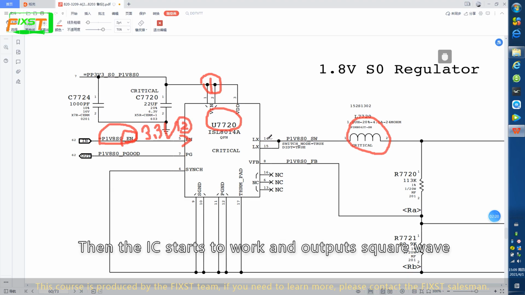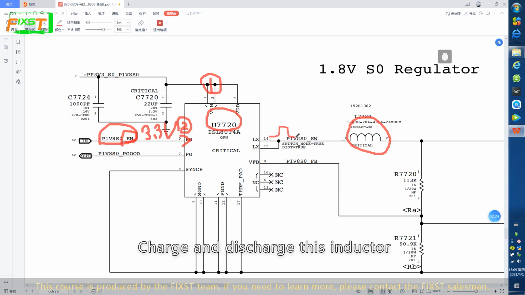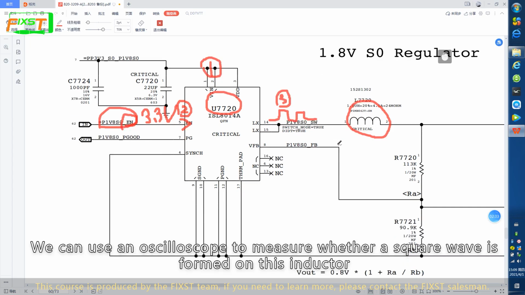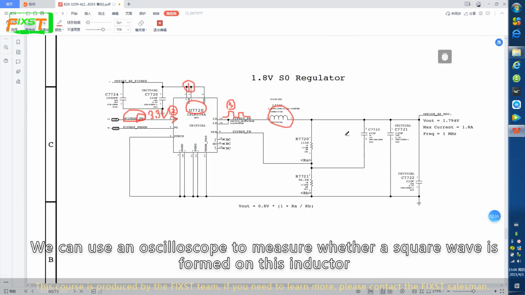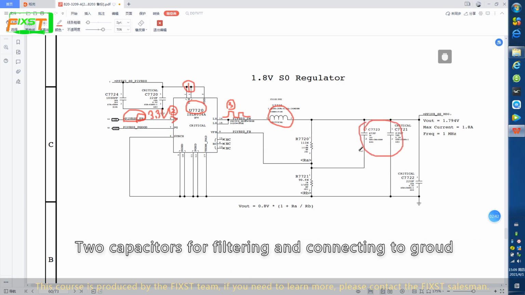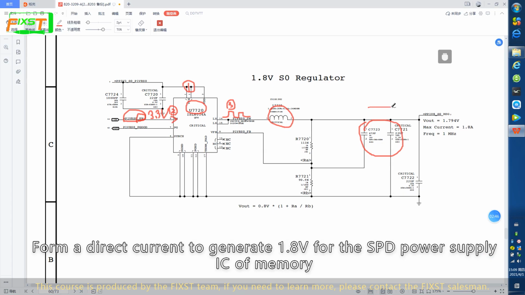Then the IC starts to work and outputs a square wave, charging and discharging this inductor. If conditions permit, you can use an oscilloscope to measure whether a square wave is formed on this inductor. Then through the capacitors C7723 and C7721, two capacitors for filtering and connecting to ground, the direct current generates 1.8 volts for the SPD power supply of the memory.